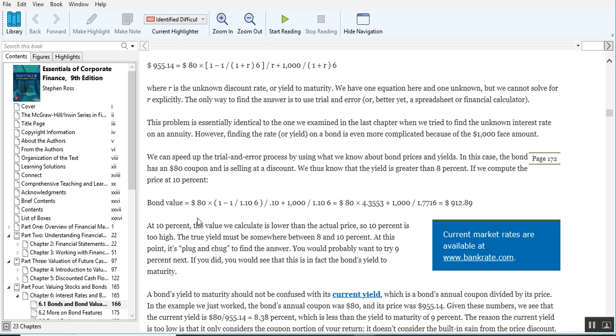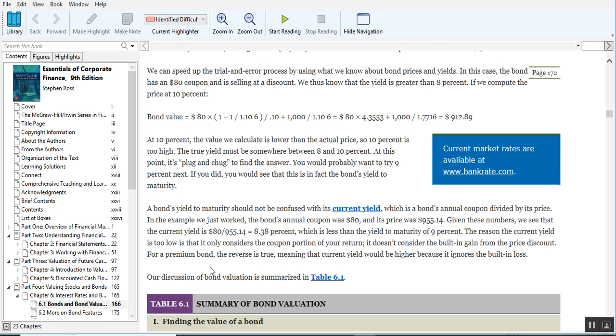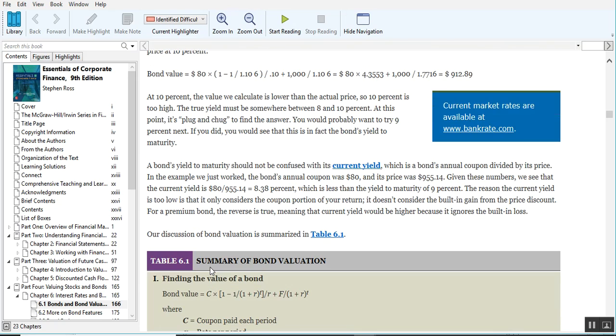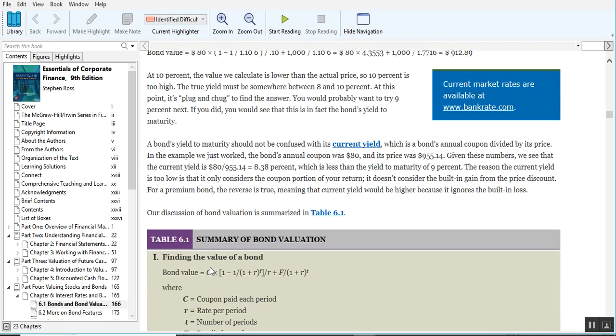So here you have 10% and you have 912.89. So you may need to move down to 9% to see what you would compute. So actually getting to a point where if we're purchasing a bond and the bond purchase price is exactly the par value, that's a very rare event.